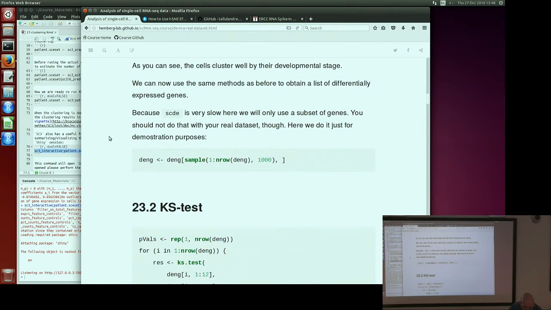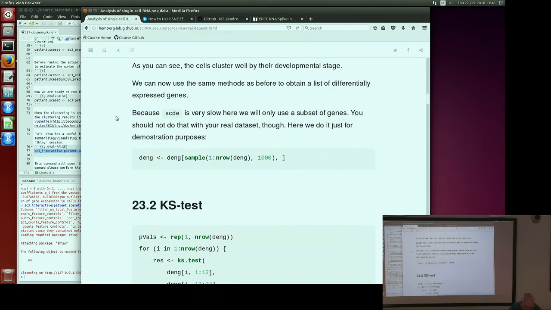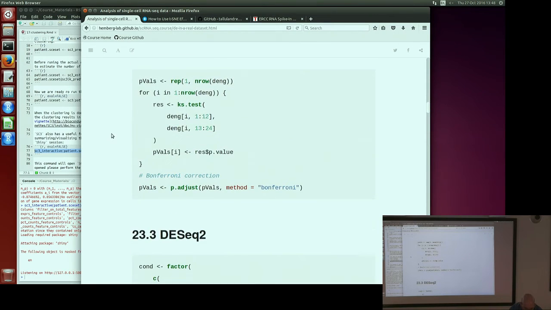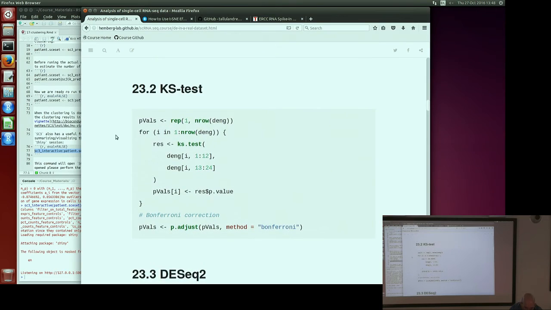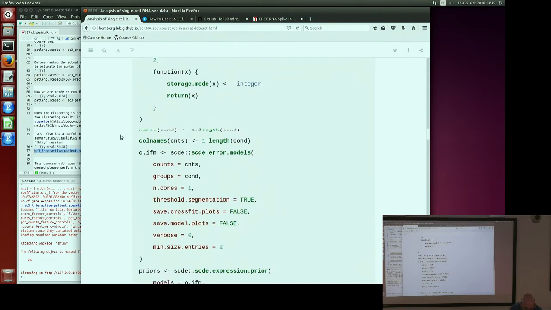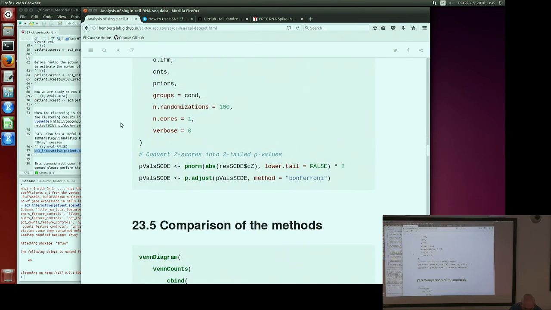What we're going to do, again, to speed things up, is that instead of looking at all of the cells, all of the genes, we're going to look only at 1,000 genes. And we're going to try to run the KS test, DE-seq2 and SCDE, as before. So we have those commands here.